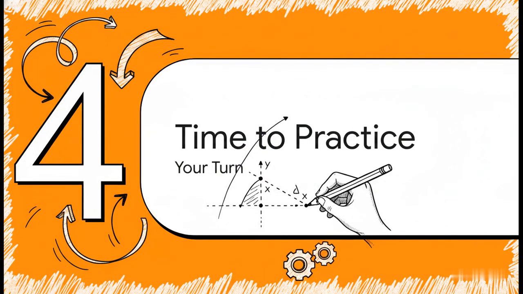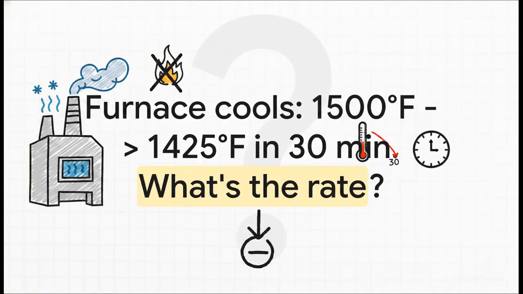Okay, you've seen how it's done. Now it's your turn. You know, the absolute best way to make a new concept really stick is to try it yourself. So let's work through a quick practice problem together. Here's a new situation for you. This time, a furnace is actually cooling down. It starts at 1500 degrees, and 30 minutes later, it's at 1425 degrees. So what's its average rate of change?